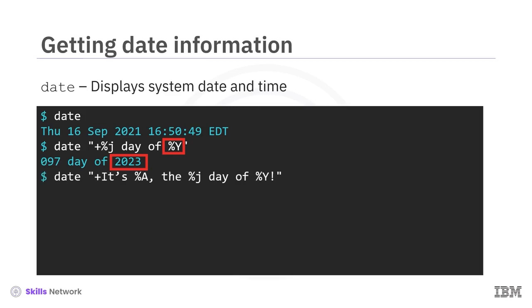Finally, here is another example to show how you can further combine format controls with text to print unique strings. By bringing together controls like %A, %j, and %Y with text, you can print a line that tells you the day of the week, the day, and the year.